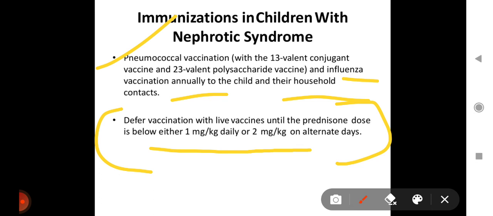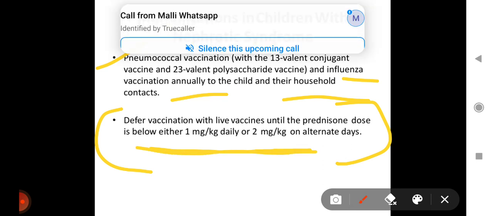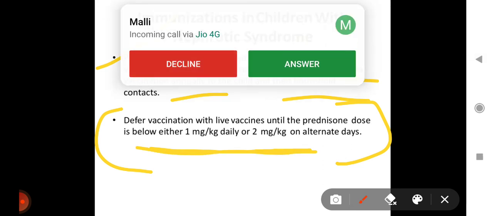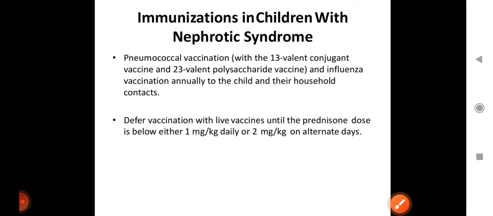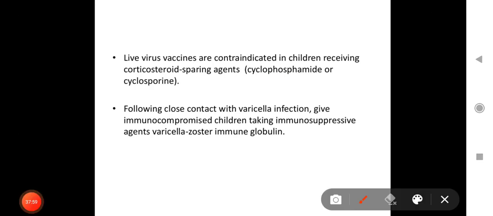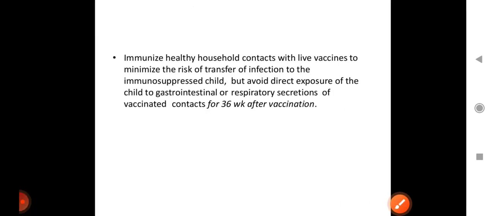So this is an important point, can be asked in viva, what is to be done about live vaccines in patients with nephrotic syndrome. So vaccination with live vaccines is to be deferred until the prednisolone dose is below 1 mg per kg daily or 2 mg per kg alternate days. So live virus vaccines are contraindicated in children receiving corticosteroid sparing agents and following close contact with varicella. Immunocompromised child on immunosuppressive agents, varicella zoster immunoglobulin can be given.